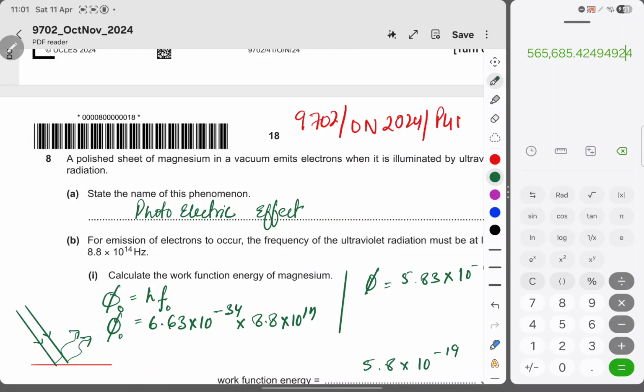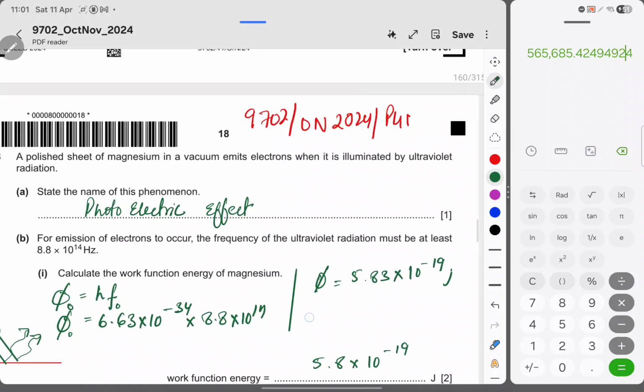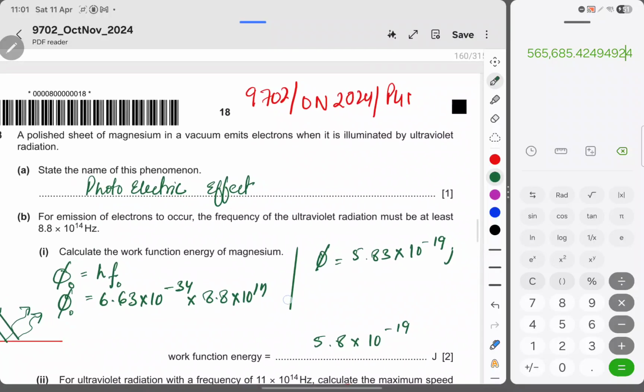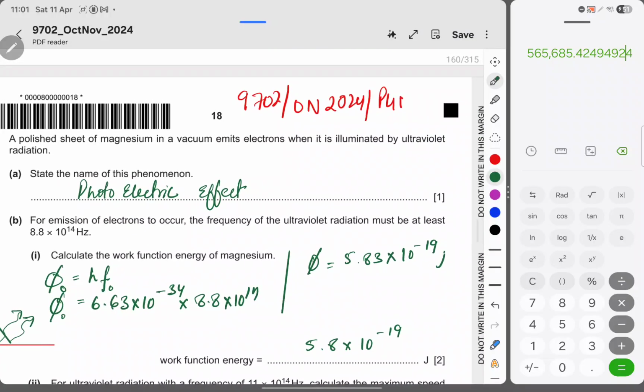9702 October/November 2024, paper 4, variant 1, and question number 8, which belongs to the section of quantum physics. A polished sheet of magnesium in a vacuum emits electrons when it is illuminated by ultraviolet radiation. Very simple. First, 1 mark. First question is: state the name of this phenomenon.